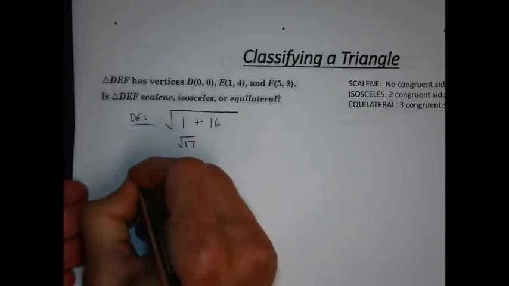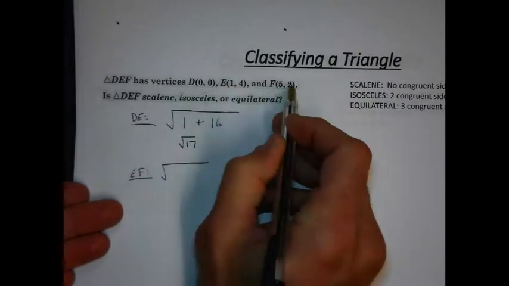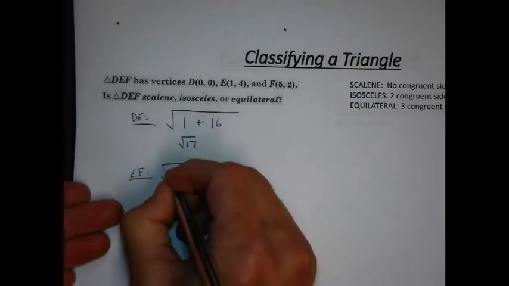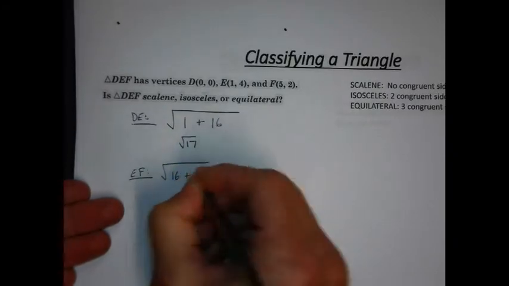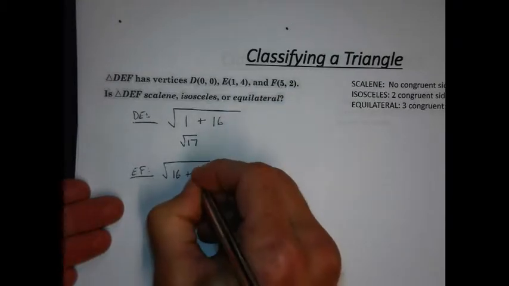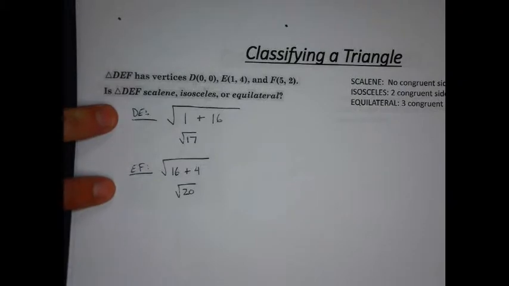Well, what about from E to F? Let's do the same thing. Now we're going to look at E to F. Subtract my x's. 5 minus 1 is 4. 4 squared, 16. Now subtract my y's. 4 minus 2 is 2. 2 squared is 4. Square root of 20. All right, so these 2 are way different. Fair enough. We're on track for a scalene triangle.